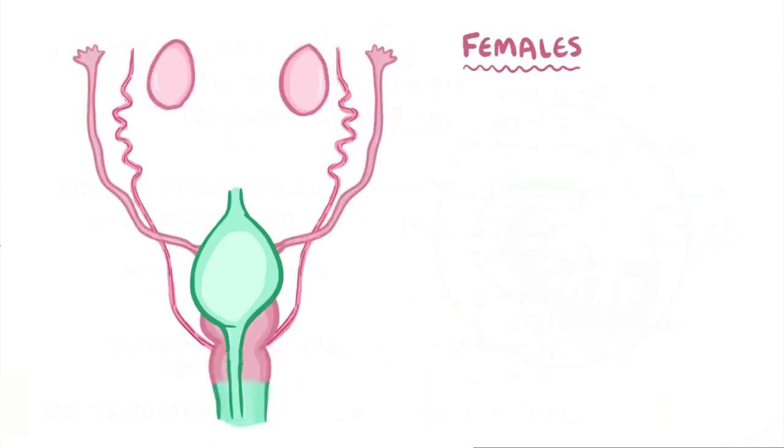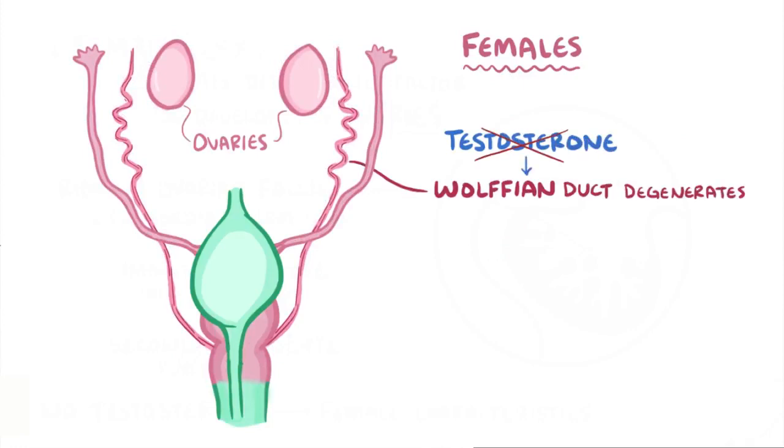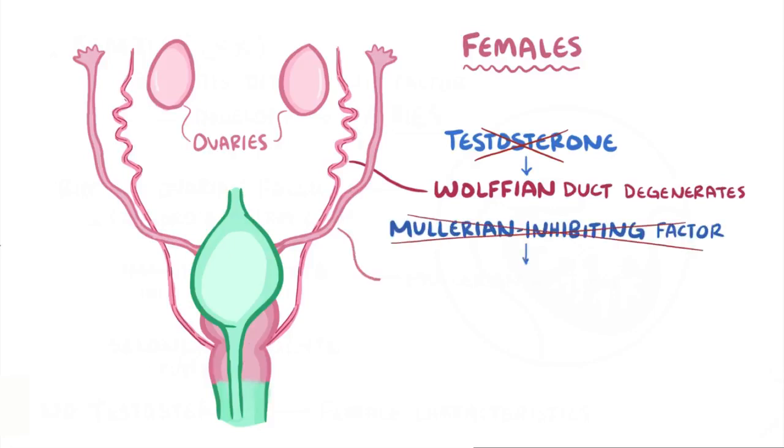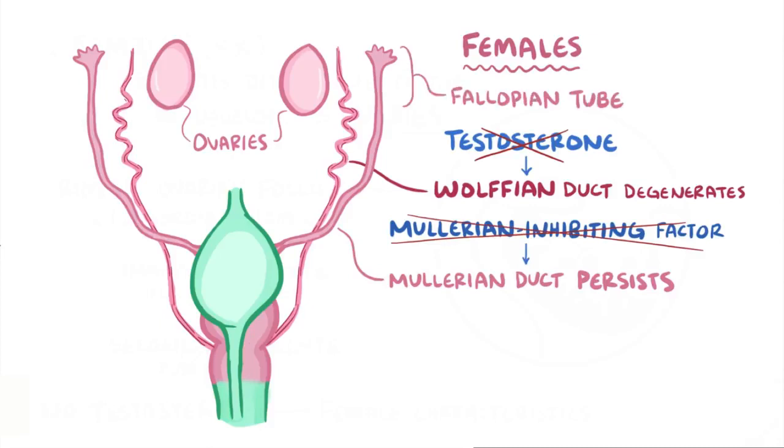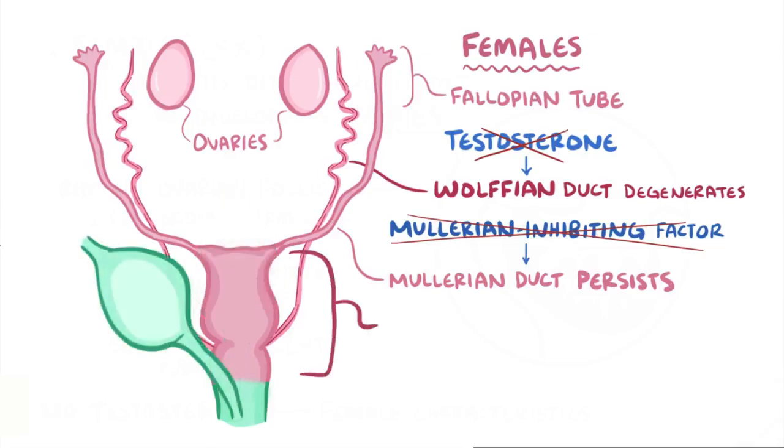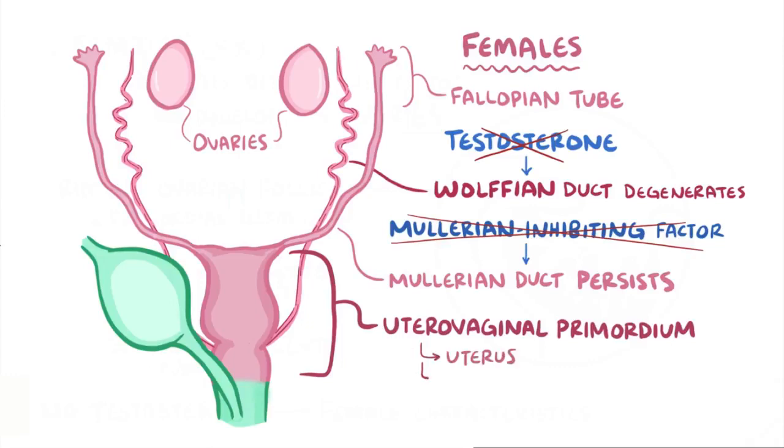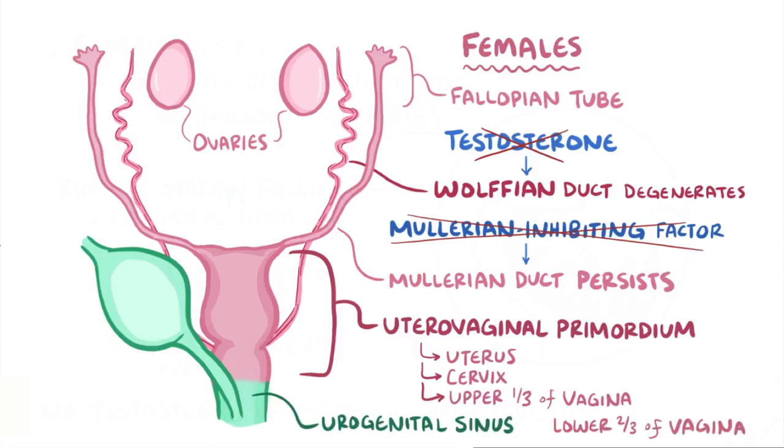In females, on the other hand, the ovaries don't make testosterone, so the Wolffian ducts degenerate. Also, the ovaries don't make Mullerian inhibiting factor either, so the paramesonephric ducts persist. In the upper regions, the two paramesonephric ducts form the fallopian tubes. In their lower regions, the ducts fuse and form the uterovaginal primordium, which is a tubular structure from which the uterus, the cervix, and the upper third of the vagina develop. The lower two-thirds of the vagina develops from the urogenital sinus, when the external sex organs differentiate.